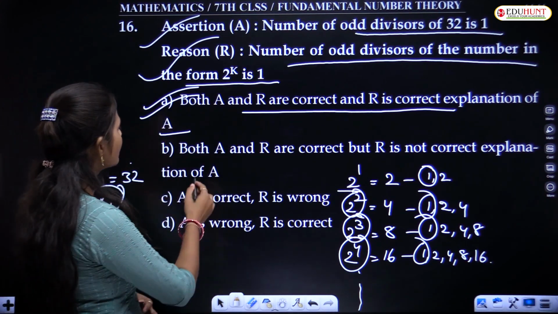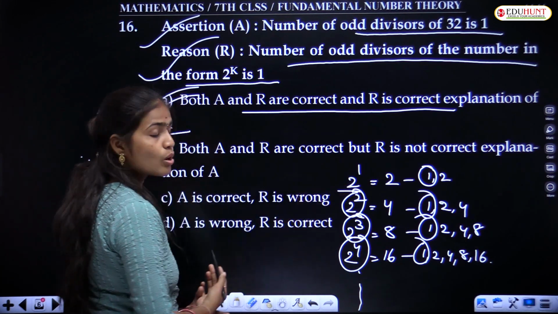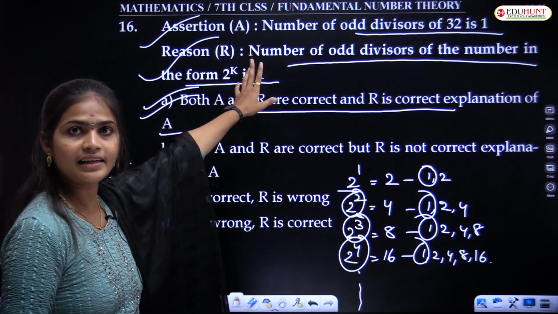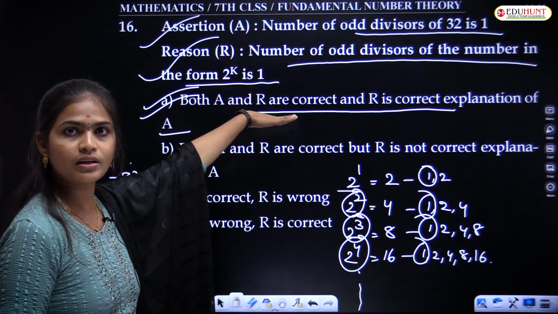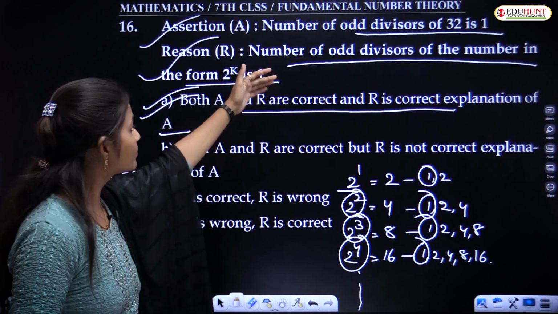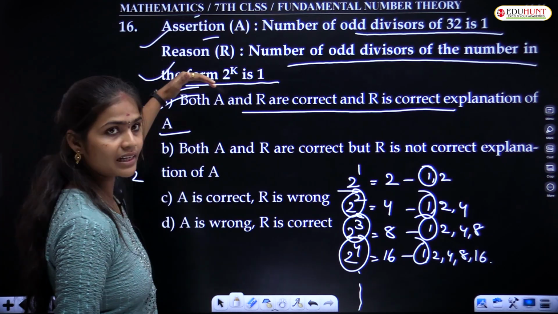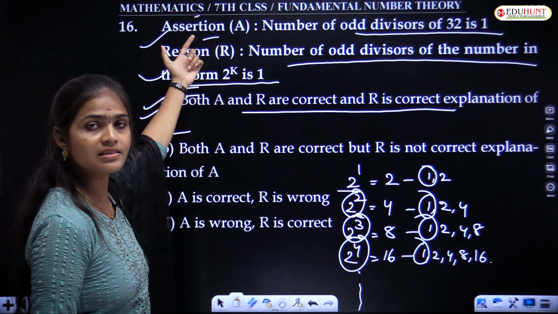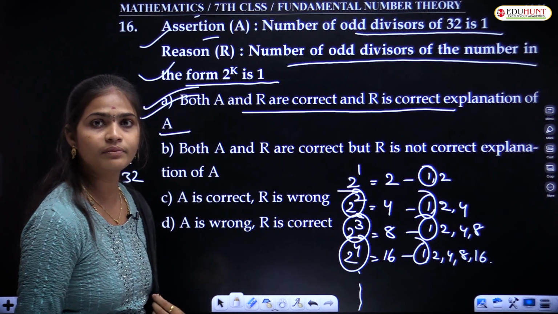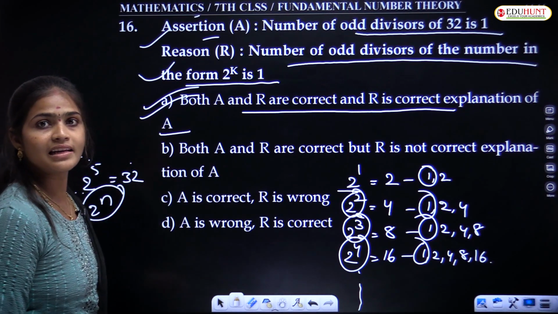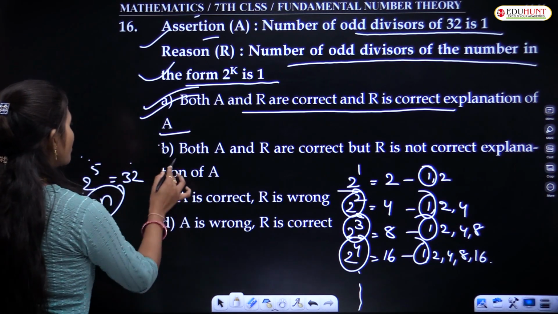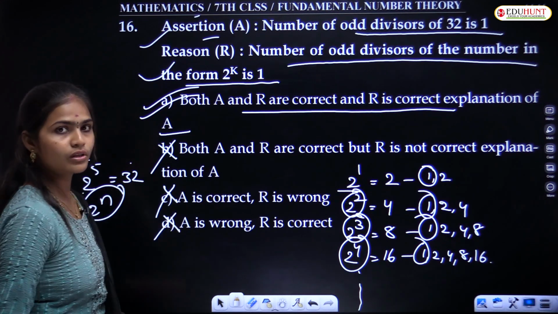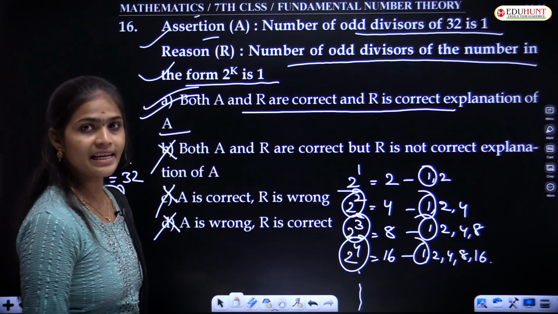Come to the remaining options. Both A and R are correct, but R is not the correct explanation. Here, is the reasoning the correct explanation of that assertion, no? Individually those two are correct only. Okay, the reason they have given, is it related to the assertion or not? It is related to that only. So that's why R is the correct explanation of A. So this option is wrong. Come to the next one: A is correct, R is wrong. What I am saying is those two are right only, no? That's why option A is correct.